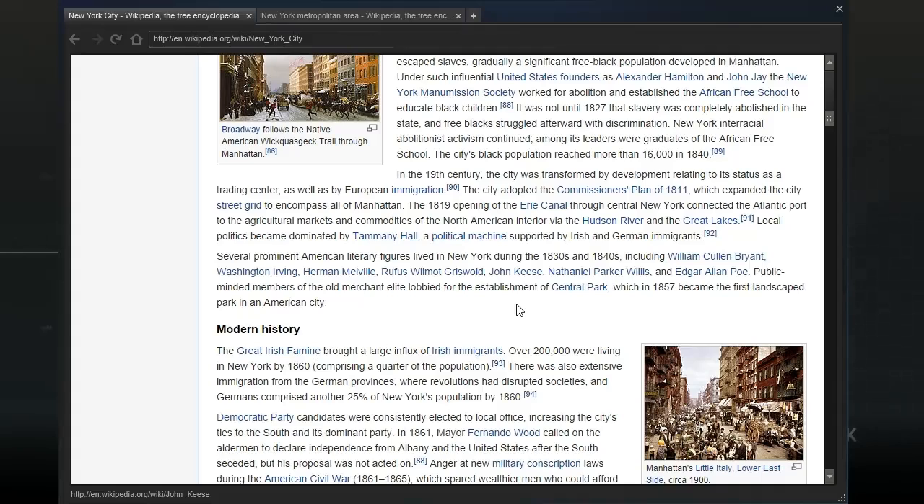Local politics became dominated by Tammany Hall, a political machine supported by Irish and German immigrants. Several prominent American literary figures lived in New York during the 1830s and 1840s, including William Cullen Bryant, Washington Irving, Herman Melville, Rufus Wilmot Griswold, John Keese, Nathaniel Parker Willis, and Edgar Allan Poe. Public-minded members of the old merchant elite lobbied for the establishment of Central Park, which in 1857 became the first landscaped park in an American city.